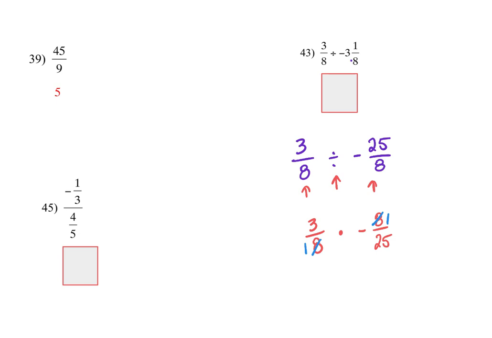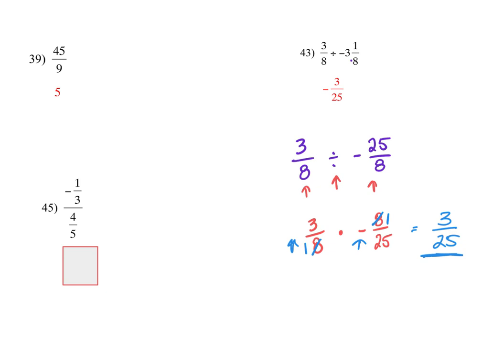Now I'm just going to multiply across. 3 times 1 is 3. 1 times 25 is 25. I had 1 positive and 1 negative. What is my answer? Negative. Negative 3 over 25 is my answer there. So they will be set up like this, where you go across with your division sign.